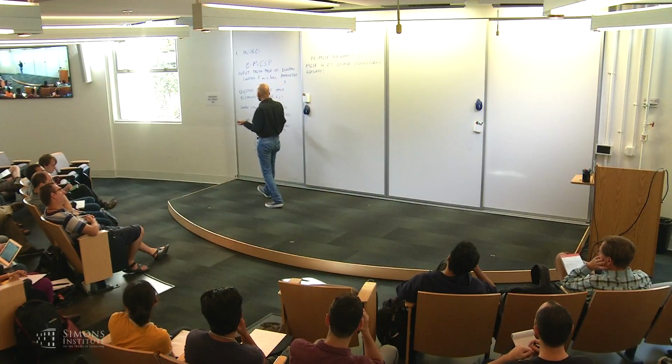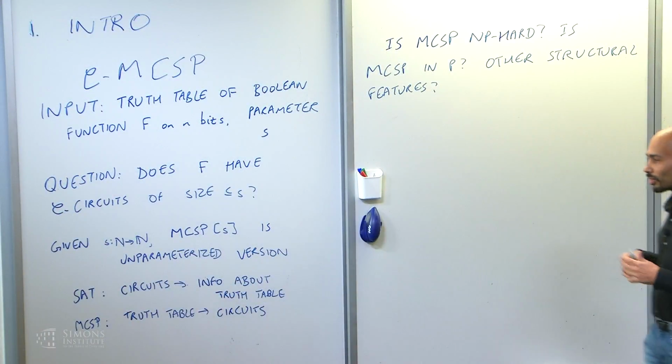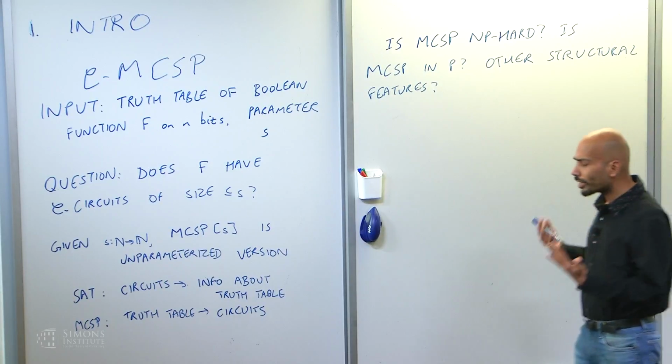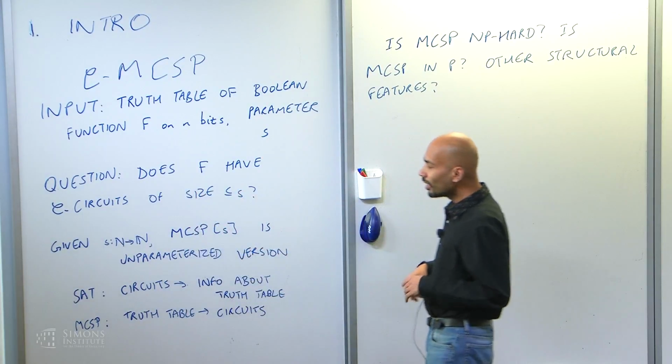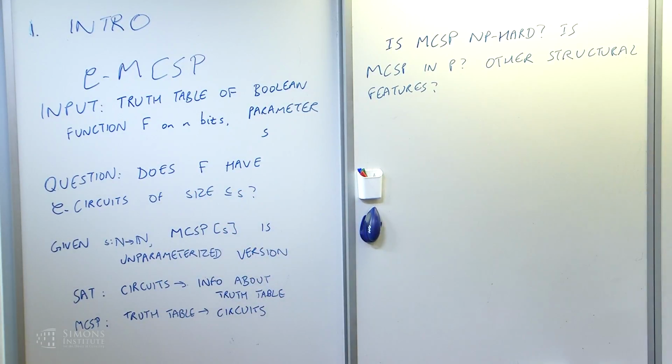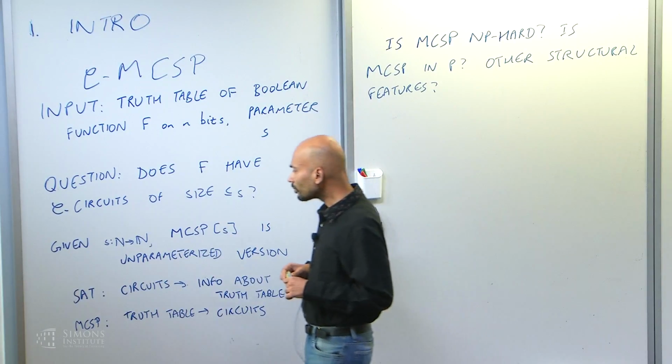In MCSP, it's the inverse question, right? You're given the truth table and you want to know whether there are small circuits. SAT corresponds to white box questions, where you're given a computational object and you want to know about the function computed by it. And MCSP corresponds to black box computation. You're given the function as an oracle in some sense, and you want to know about small representations of it and about complexity questions about the function.